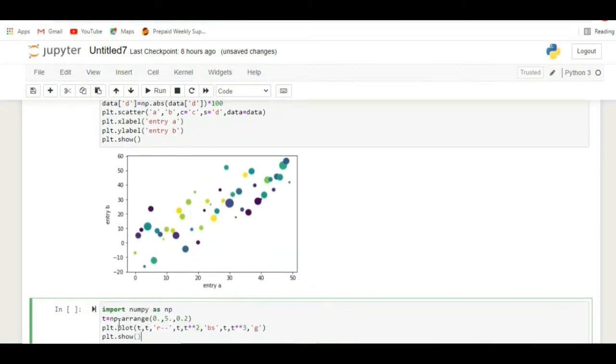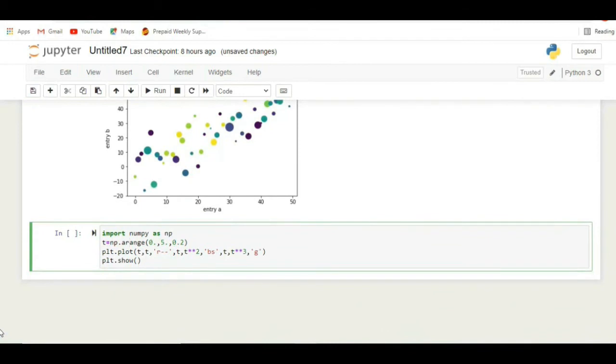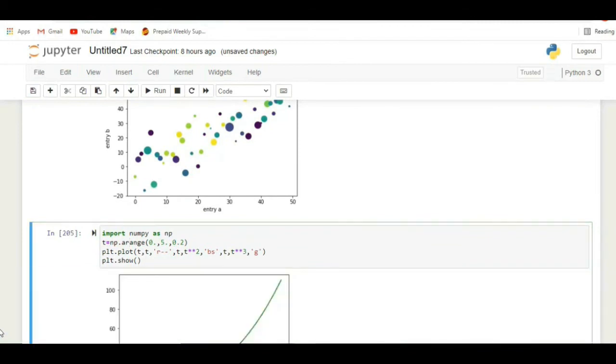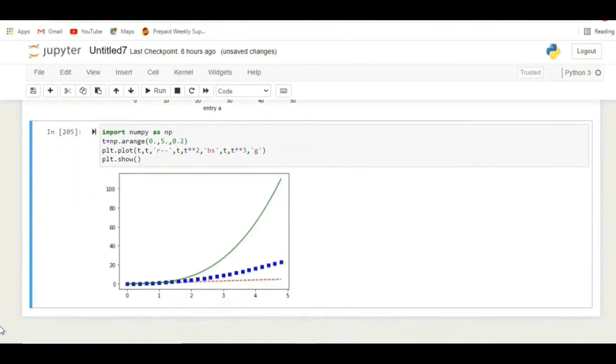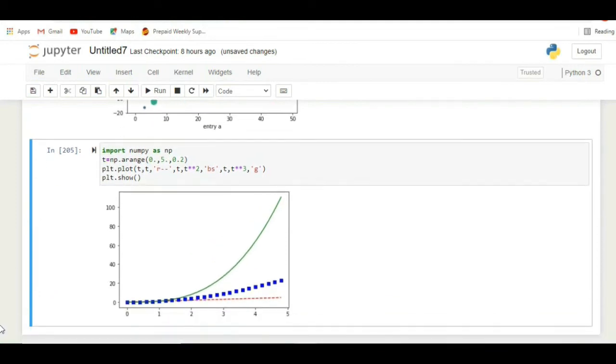Yes, paste it over here. We will just correct the spelling, arange. Control and Enter. This is another result, which is looking very good.